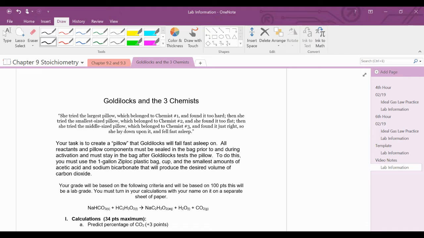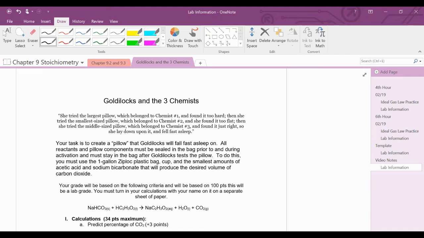She tried the largest pillow, which belonged to chemist number 1, and found it too hard. Then she tried the smallest-sized pillow, which belonged to chemist number 2, and she found it too flat. Then she tried the middle-sized pillow, which belonged to chemist number 3, and found it just right. So she lay down upon it and fell fast asleep.